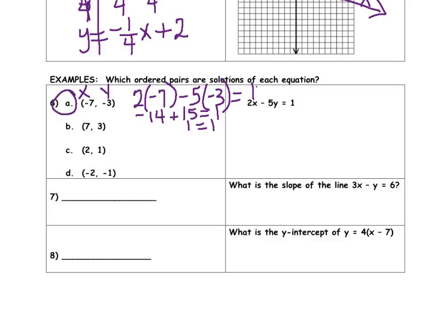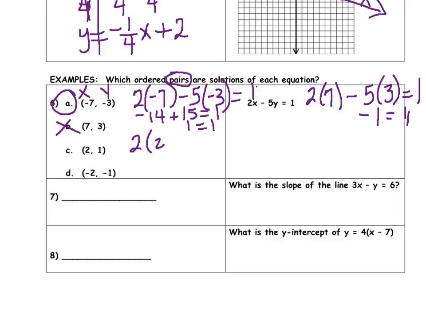So I'm going to take this part B and I'm going to do the same thing over here. Plug in your 7 for your x and your 3 for your y. Solve that problem. That comes out to -1, which is not equal to 1. So that one is not an answer. But notice that this says which ordered pairs. That means I need to keep going because there may be more than one answer. So let's try the 2 and the 1. That gives me -1 again, which is not going to equal +1.